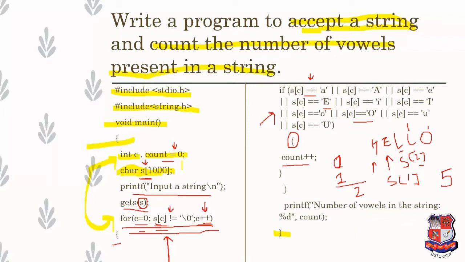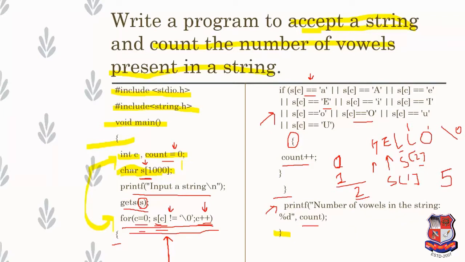At s of 5, as the string starts from s of 0, the null character will be there because a string gets terminated with a null character. So this condition, s of c not equal to null, is false now. So it comes out of the for loop. You can see my for loop completes here. There is only one statement after the for loop, printf number of vowels in the string is count. We have the count variable with the value 2, and it will print the value 2.